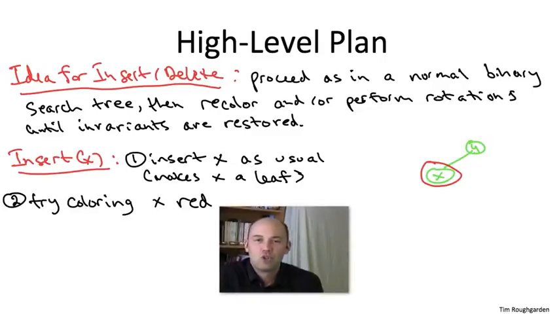Indeed, some of the time we'll just get lucky, and it will just so happen that X's parent Y is colored black. And then we're golden. This new node X that's colored red doesn't create a double red. There are no other violations of the other invariants, and so boom, we've got a new red-black tree and we can stop.